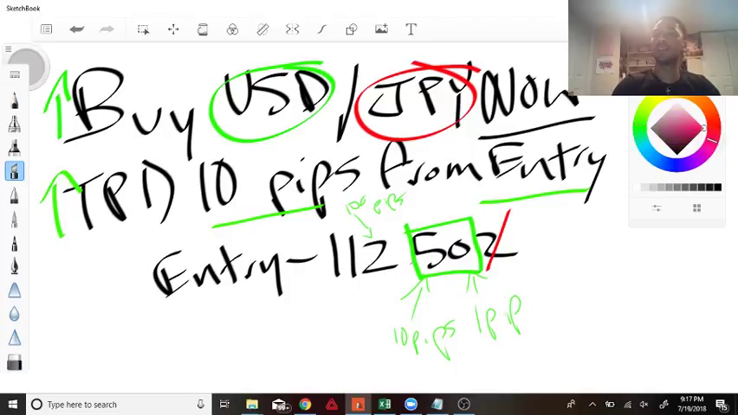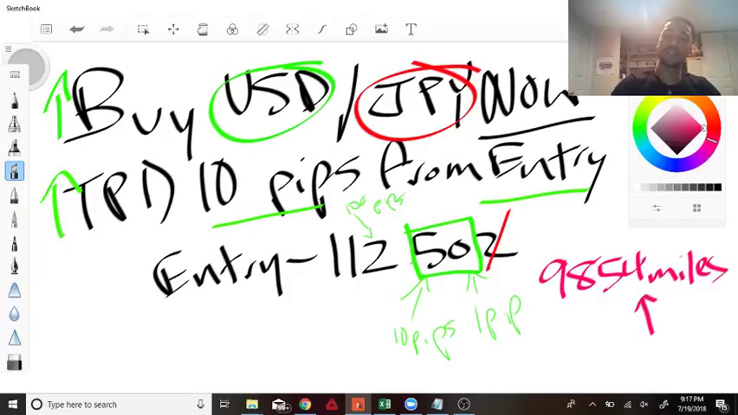Another way that I can explain it very simply is, let's say you had 9,854 miles on the odometer in your car, right? This would be the single-digit miles. And this would be the 10-digit miles, and this would be the 100-digit miles, and so on. And I'm pretty sure that makes sense to you.